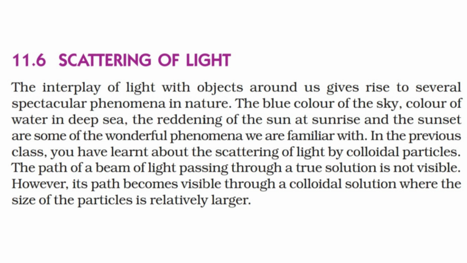We have VIBGYOR, that means violet to red. In it, the three colors orange, yellow and red have a large wavelength, but violet and blue have a small wavelength. If the wavelength is small, the reflecting area is very large. If the wavelength is large, the reflecting area is very small. How is it? Let us see this.